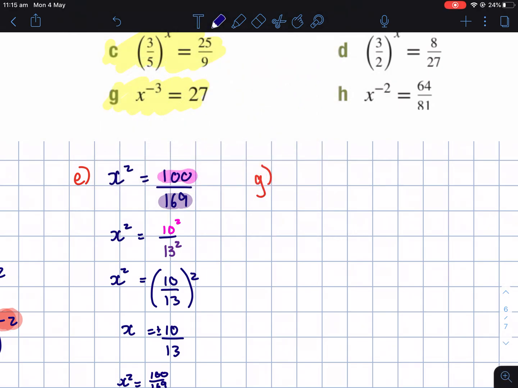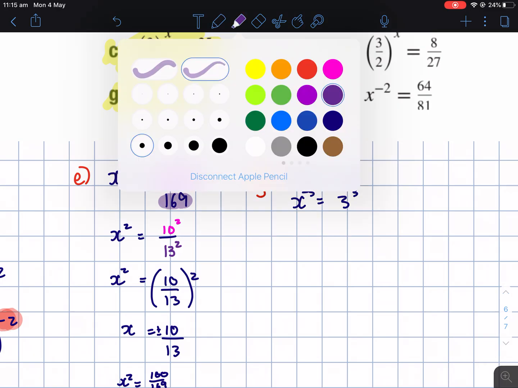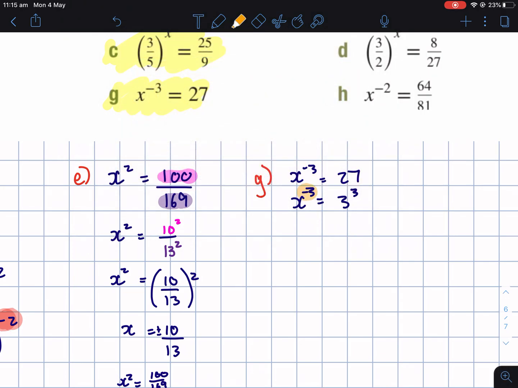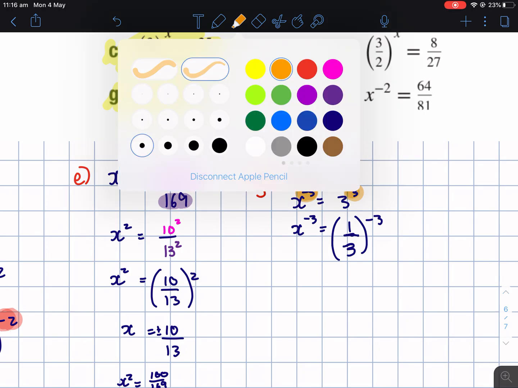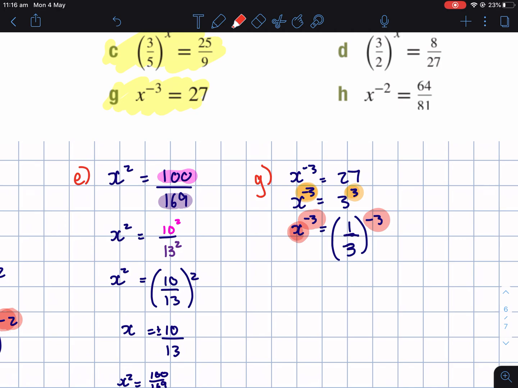G, we've got x to the negative 3 equals 27. Now, in your calculator, you can do cube root of 27. But you should know 27 is the same as 3 to the 3. My problem here is that this is a negative indice and this is positive. To make it a negative indice, instead of 3 to the 3, I'm going to make it a third, and that'll be to the minus 3. Now our indices are the same, we can equate these.